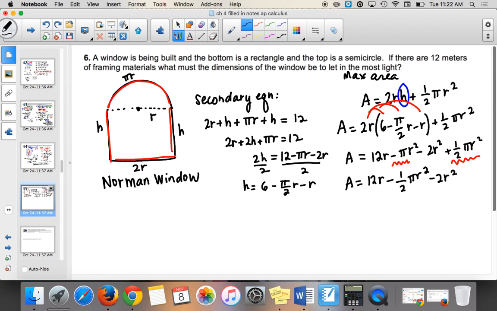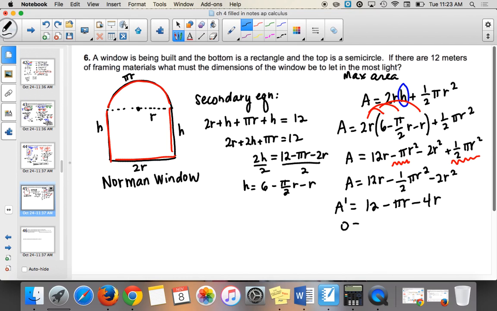So now we're going to take the derivative. So our derivative is going to be a prime equals 12 minus, how about this part? The 1/2 pi is all just a number. So yeah, it becomes pi r, minus 4r, like that. Could we simplify an r out of this first? You could pull an r out, but then you'd have to do product rule, right? So we try to keep it like a polynomial as much as possible.